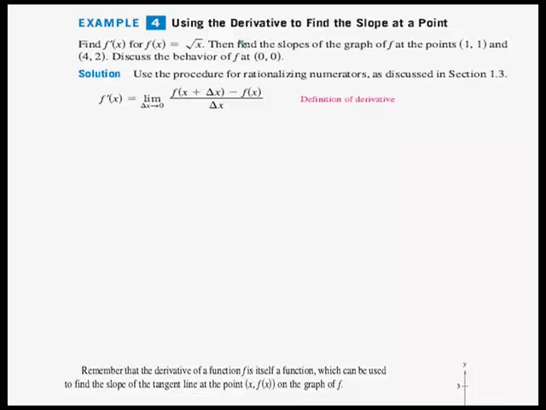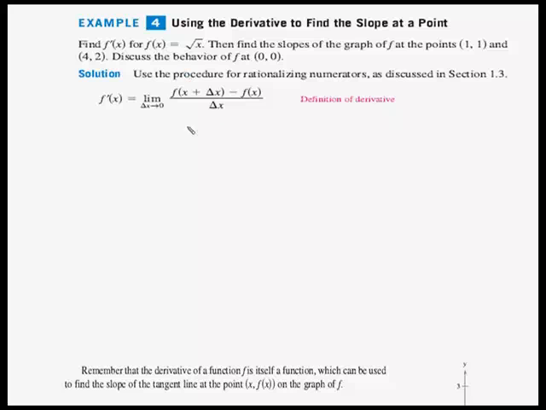Okay, example 4. Using the derivative to find the slope at a point: find f prime of x for this function, the square root of x. Then find the slope of the graph of f at these points, (1, 1) and (4, 2). Discuss the behavior of the function at the origin, (0, 0). Okay, this is going to be a little different than what we did before. Here we're going to need to fall back on an old algebraic trick of conjugates, and you'll see what I mean in a little bit.